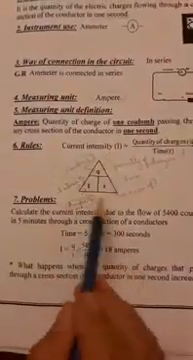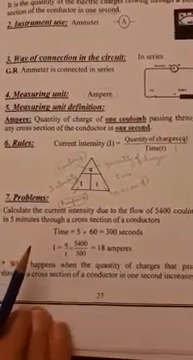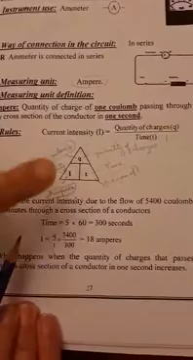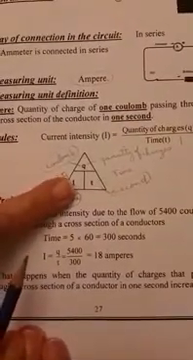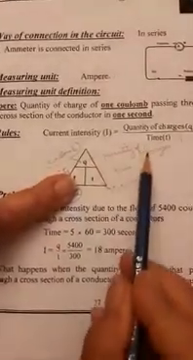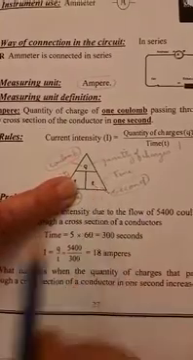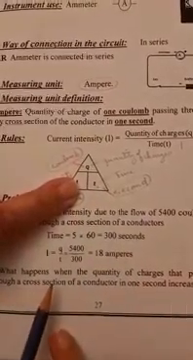I can use this triangle for problems, and I can use it for the definition of intensity. Define intensity, I will cover it. This is what I'm going to define. I'm left with 2 spaces to read. It is the quantity of charges in coulombs that passes in 1 second, unit of time.